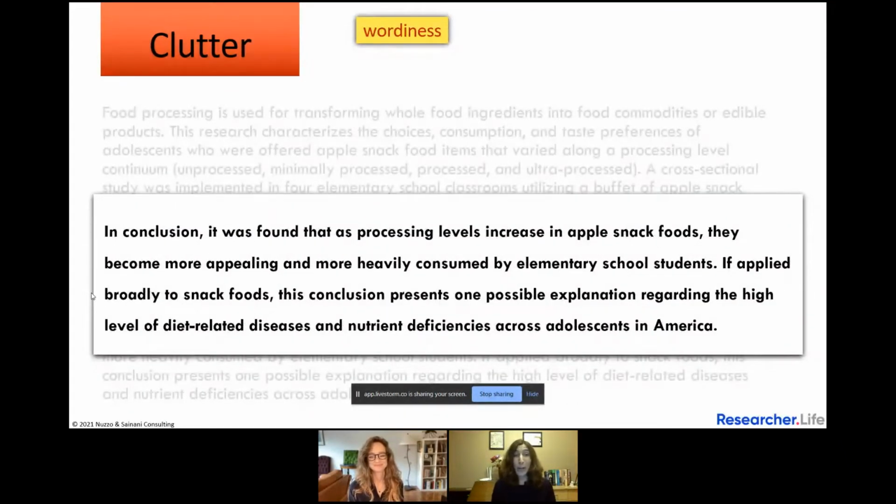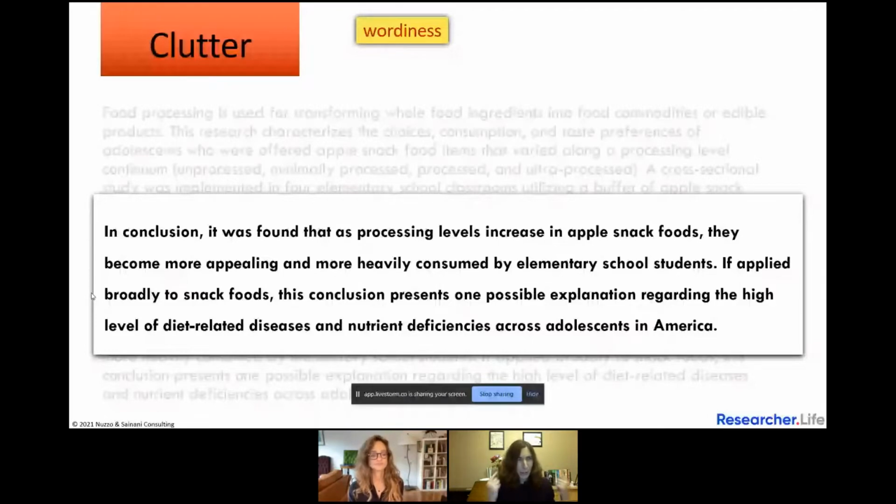And what I'm going to do here is actually to wander through this word by word and show you all of the items that I cut. So let me read it again here, and then I'll show you word by word. In conclusion, it was found that as processing levels increase in Apple snack foods, they become more appealing and more heavily consumed by elementary school students. If applied broadly to snack foods, this conclusion presents one possible explanation regarding the high level of diet-related diseases and nutrient deficiencies across adolescents in America.